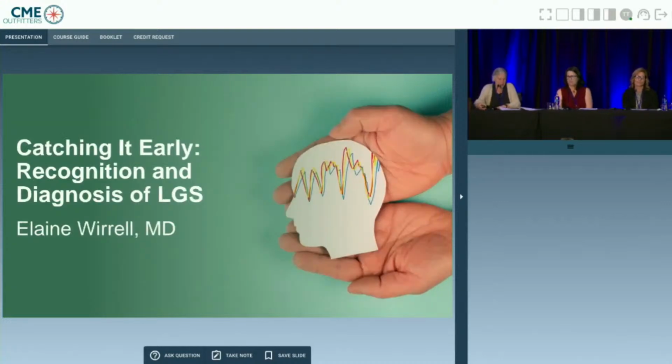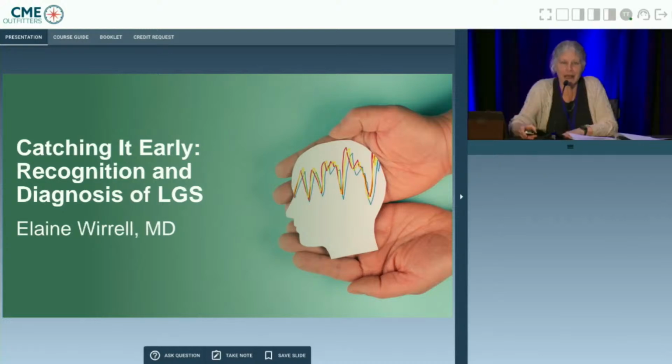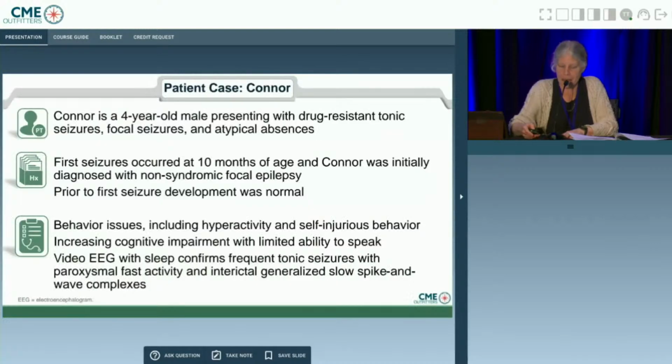So I'm going to take over now and talk about catching it early, how we can recognize and diagnose Lennox-Gastaut accurately and early. And we're going to start with a case, and this is Connor, who is a 4-year-old boy who presents with drug-resistant tonic seizures, focal seizures, as well as atypical absences. His first seizures occurred at 10 months of age, and he was initially diagnosed with non-syndromic focal epilepsy.